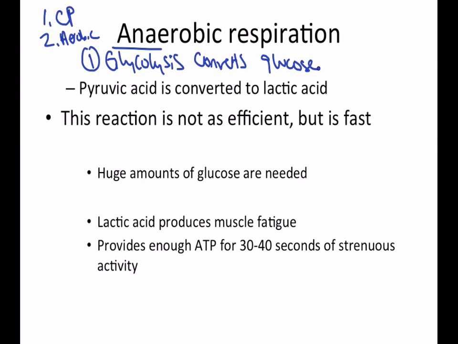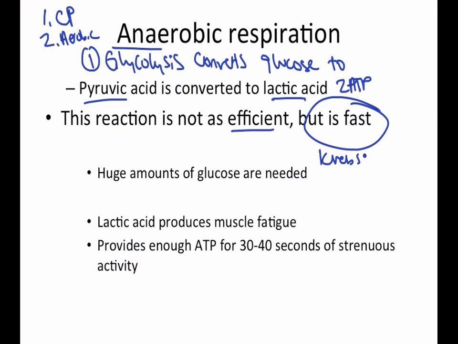You already wrote this down, so if you don't want to write this again, that's okay. Glucose is converted to pyruvic acid. Then the pyruvic acid gets converted to lactic acid, and you're only going to make 2 ATP molecules this way. So this reaction is not as efficient, but it occurs very quickly. The reason it occurs quickly is because you don't have to go through the Krebs cycle or the electron transport chain.